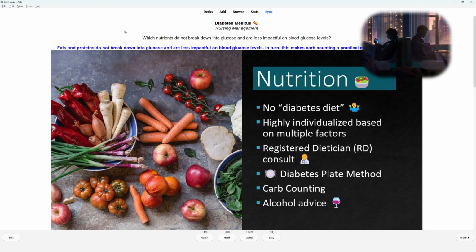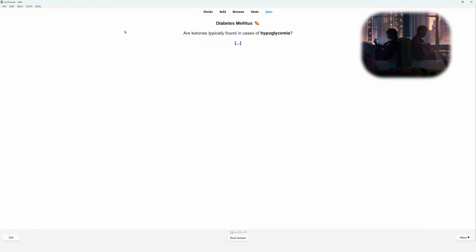Fats and proteins, and that's where that proteolysis and lipolysis comes into play. Are ketones typically found in cases of hypoglycemia? No, that's usually hyperglycemia.